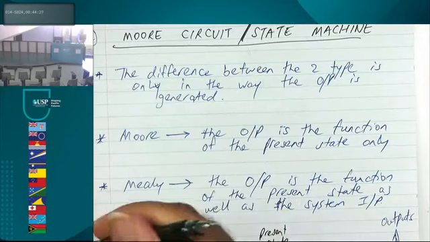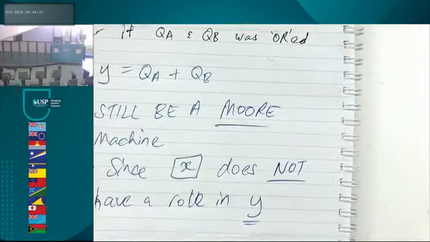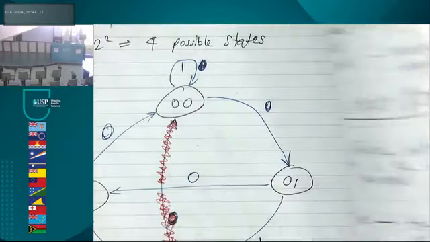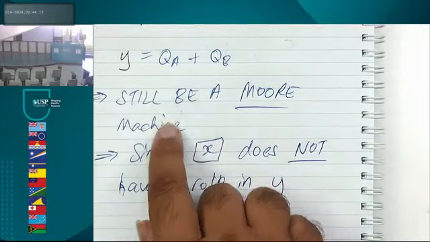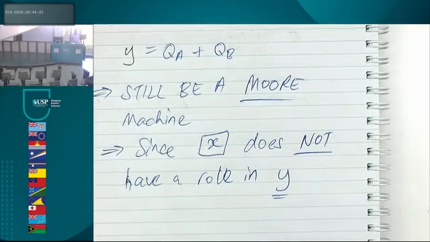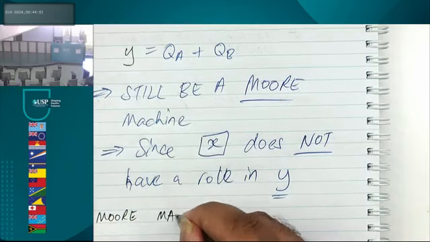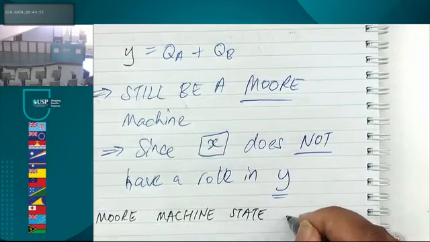Now I want to give you one more important point. All right, so this here was, we were talking about a Moore machine. Okay, this is a Moore machine. Now a Moore machine state diagram. Let us show you what is a Moore machine state diagram.